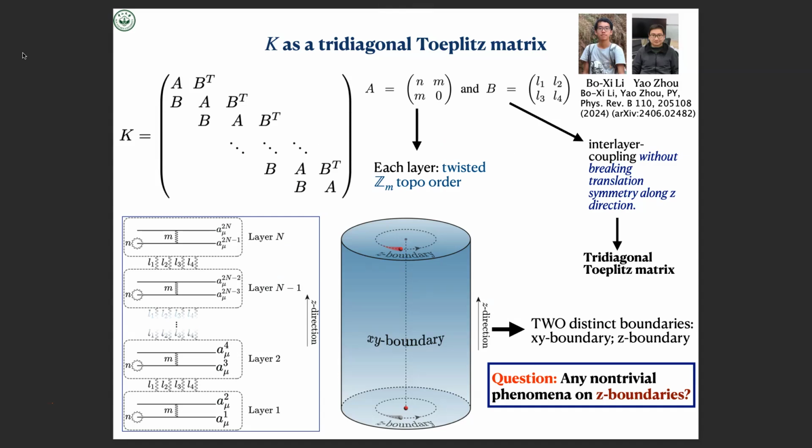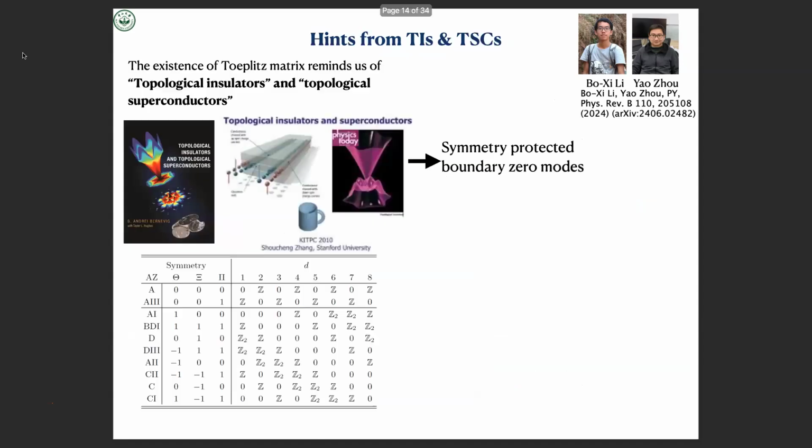Okay, so before, we were talking in the context of transform theory. Once we have this K matrix, we quickly remember that the existence of a Toeplitz matrix reminds us of the very famous topological insulator and topological superconductor.